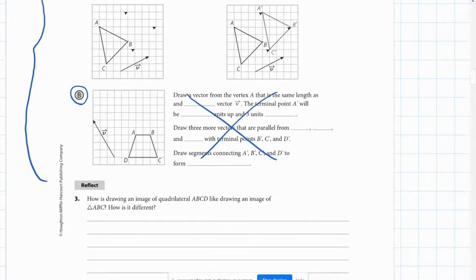I'd like you to go ahead and try B. In example B, you're transforming this trapezoid ABCD according to vector V. So go ahead and pause your video, translate that trapezoid, and press play when you're ready to see your solution.